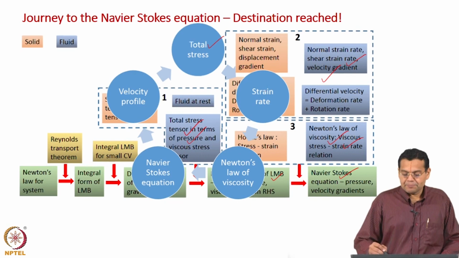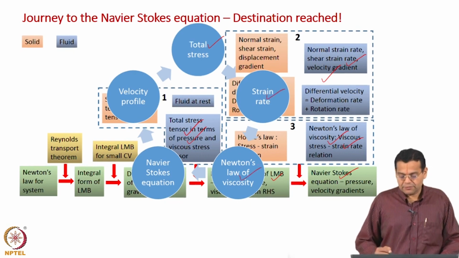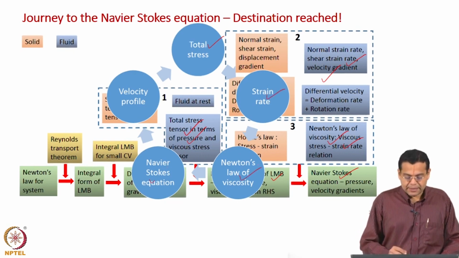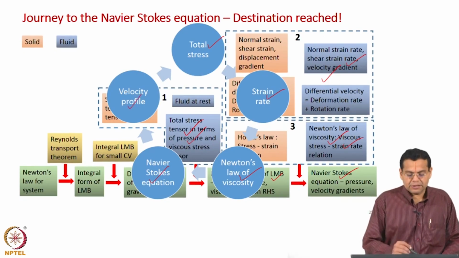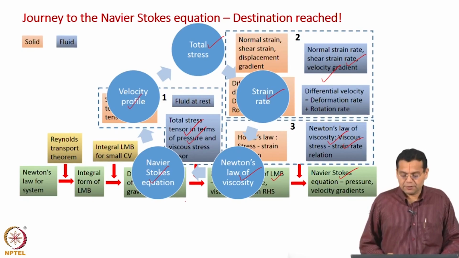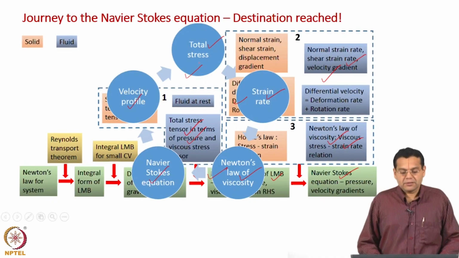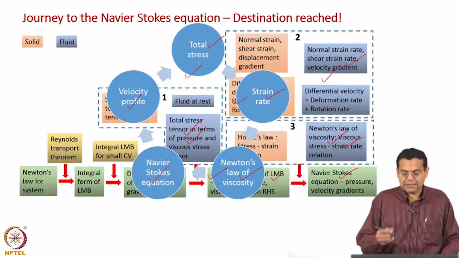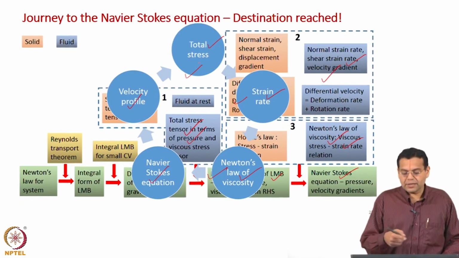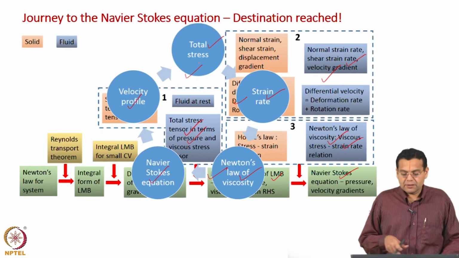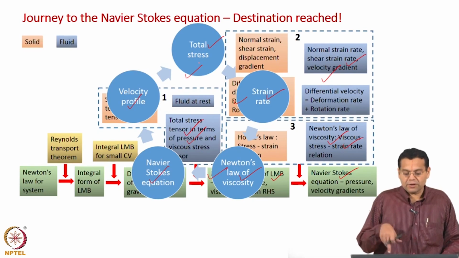Total stress, then strain rate, then Newton's law of viscosity, then Navier-Stokes equation, then the velocity profile. Once you know the velocity profile, then find strain rate, use Newton's law of viscosity to find the total stress. Of course, I would not say perfectly cyclic, but these arrows do not mean one goes to the other, but we have gone through the cycle in the forward direction and once again in the reverse direction.